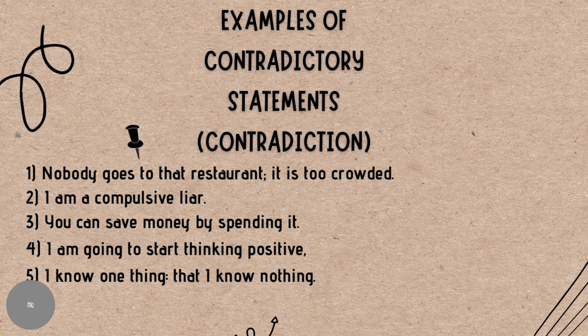If you take the first statement, nobody goes to the restaurant, it is too crowded. If the restaurant is too crowded, then it is not true that nobody goes there, right? So, this type of contradictory statement is used for emphasis. The restaurant is very crowded, so the speaker does not like to go there. In English, we call it a paradox.